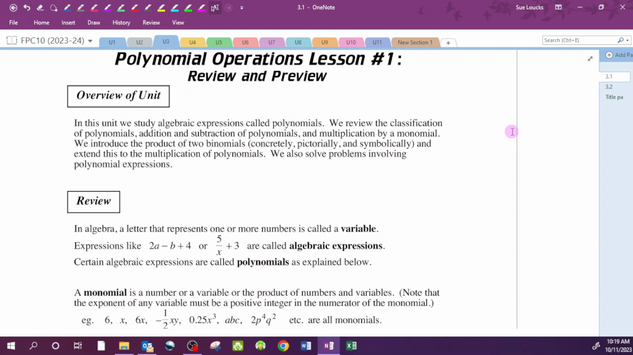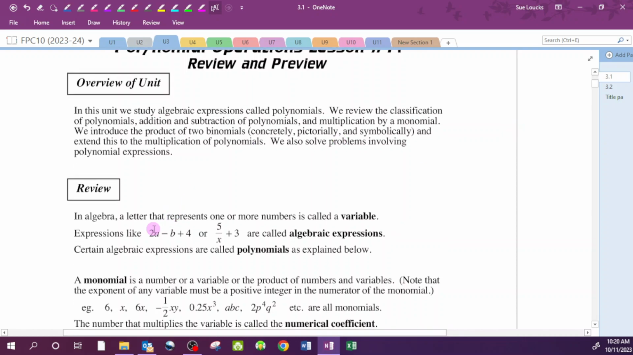A variable is a letter that represents a number that we just don't know at this point. An expression is some kind of combination of letters and/or numbers, like that. And an equation has an equal sign. That's the difference, okay? These are called algebraic expressions because they have variables in them.